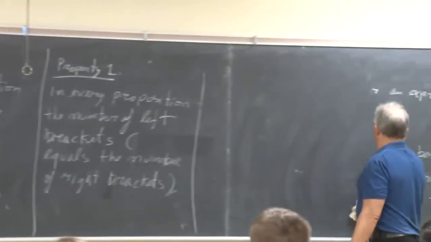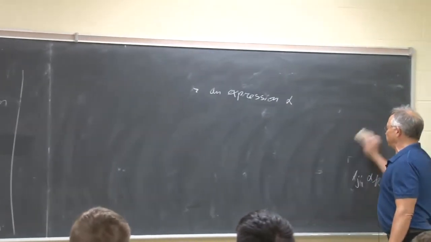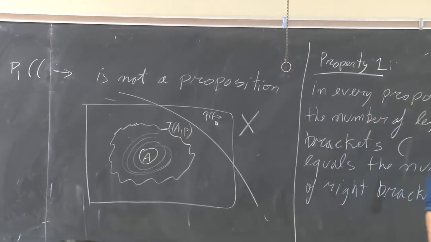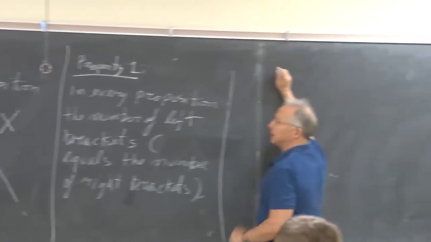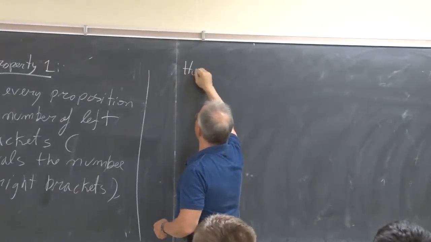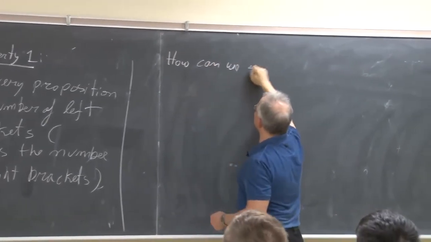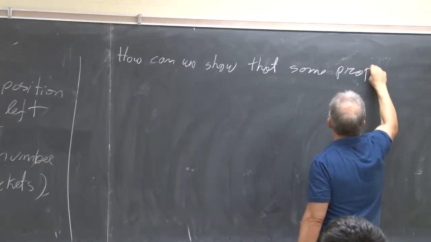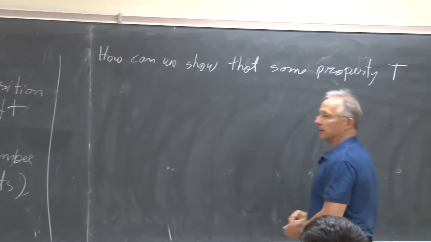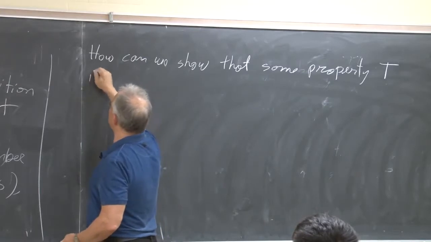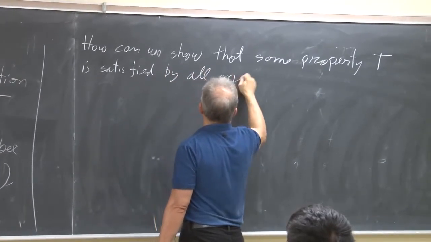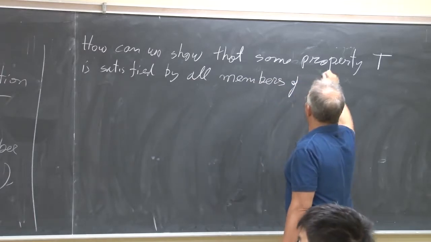So whenever we want to show that something is not in a language, we want to find a property that is satisfied by all members of my set and is not satisfied by this guy. But now, how do I show it? So now we want to ask the following question. How can we show that some property T is satisfied by all members of IAP?